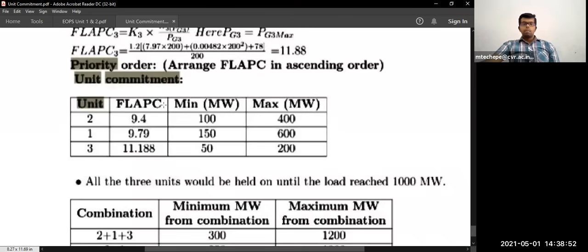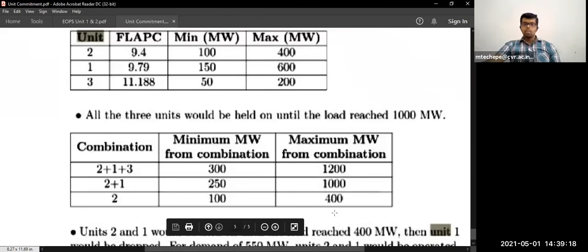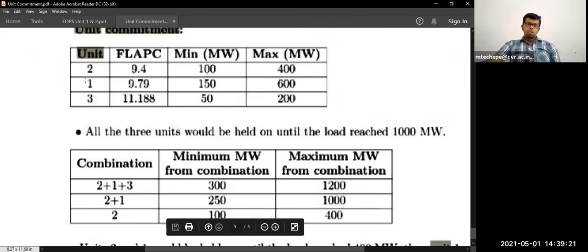Okay, this is the priority order. So you have to go for unit commitment. All the 3 units should be held until the load reaches 1000 megawatt. Whatever combination you do, that has to come. Here 2 plus 1 plus 3, then 2 plus 1 and again 2. If you take it like that, that is the optimal combination. The other combinations, even after calculating, will not satisfy.